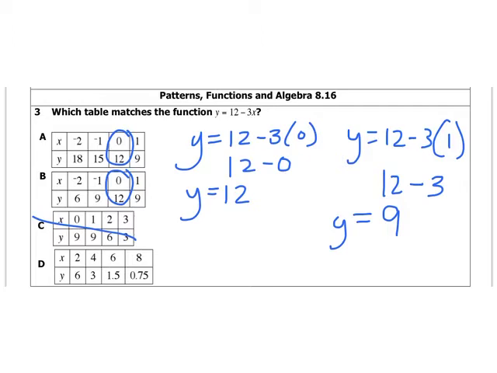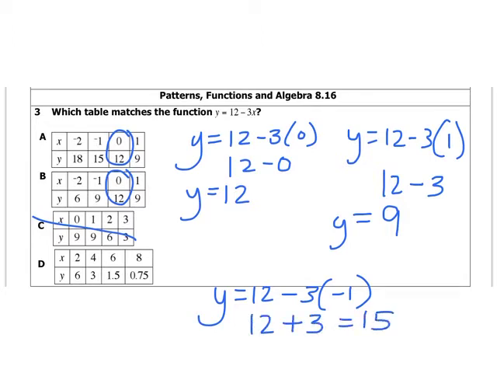If you notice, the number negative 1 is different for both of my first tables. y equals 12 minus 3 times negative 1. 3 times negative 1 is negative 3. So 12 minus negative 3 is 12 plus 3, which is 15. So far, we have now eliminated B and C.